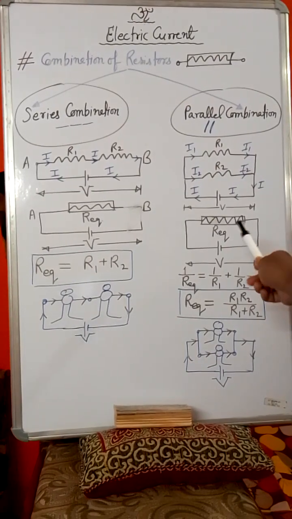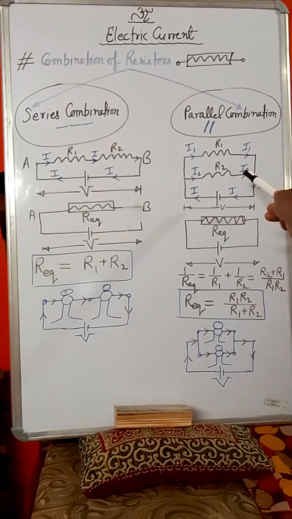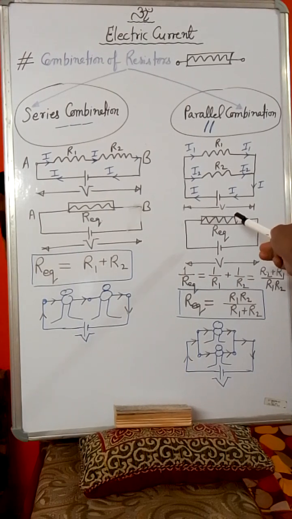So here we see that in parallel combination, let's suppose these two resistors are in parallel. Their equivalence resistance means we can replace these two resistors with a single resistor that can do the job of both the two resistors.